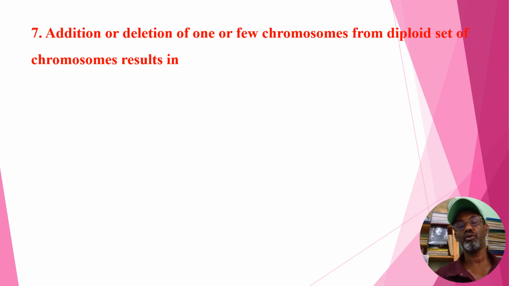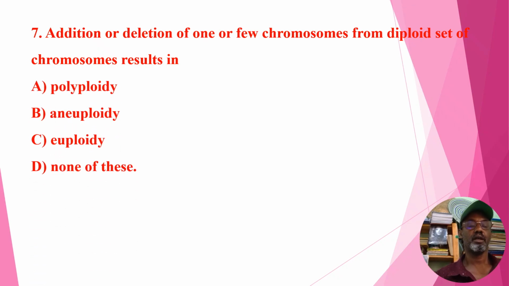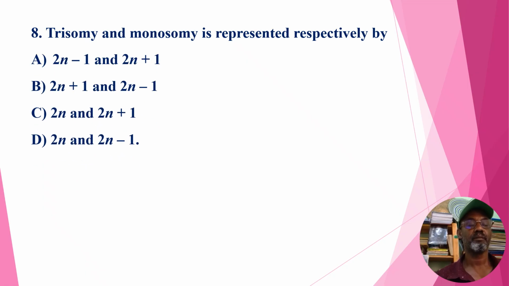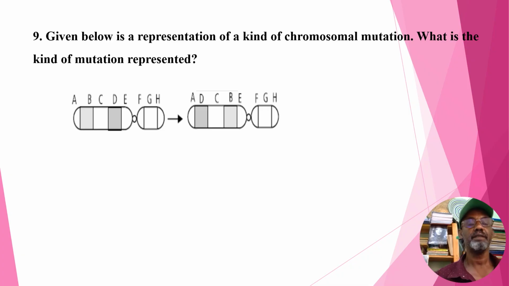Question 7. Addition or deletion of one or few chromosomes from the diploid set of chromosomes is aneuploidy. Question number 8. Trisomy and monosomy are represented respectively by trisomy 2n plus 1, monosomy 2n minus 1. The answer is B.